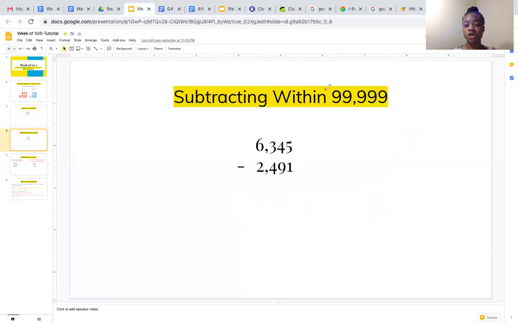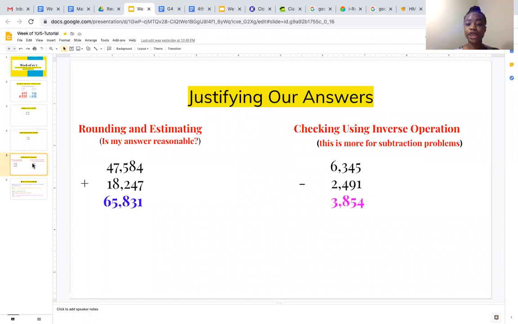Now, we must always check our work. And in order to do this, here are some tips that you can use and remind your child to use. So rounding and estimating, using those skills from last week, is going to help us in this case. That's asking ourselves, does my answer make sense? Is this answer reasonable? We can also check using the inverse operation.